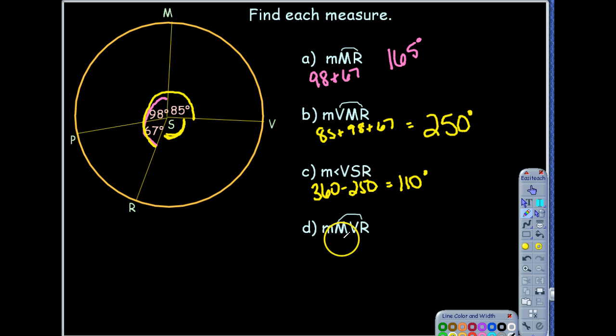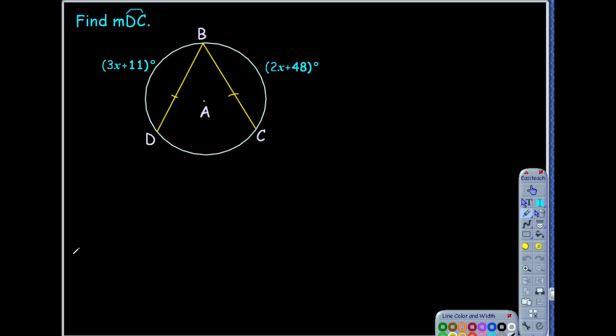Next one says find the measure of arc MVR. So M through V all the way to R. So what is that including? That's including arc MV, so that's the 85, and the angle VSR, which is what we just found, 110. So I'm just going to do 110 plus 85. Yep. And that's going to get you 195. Awesome. Basic example. Yes. Let's move on to more fun.